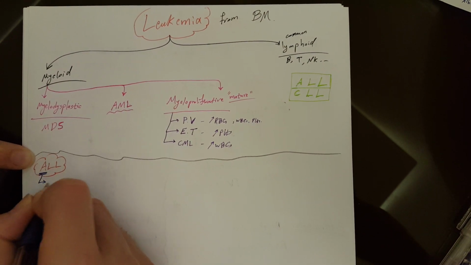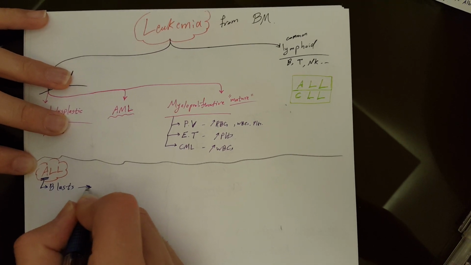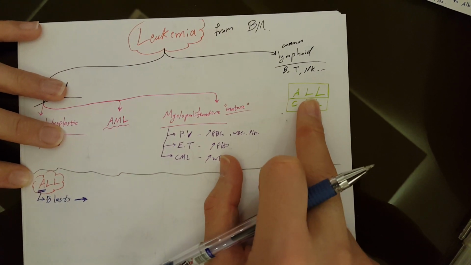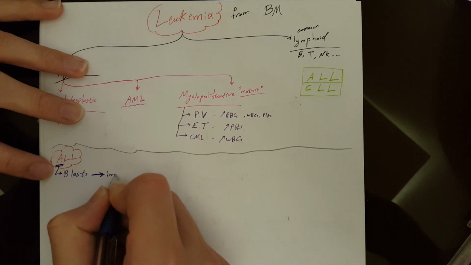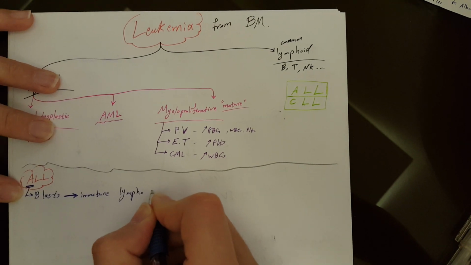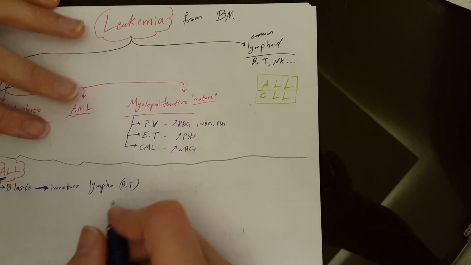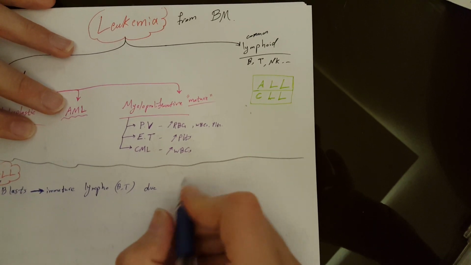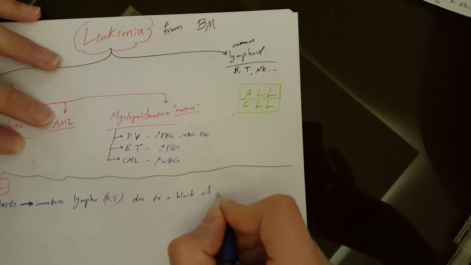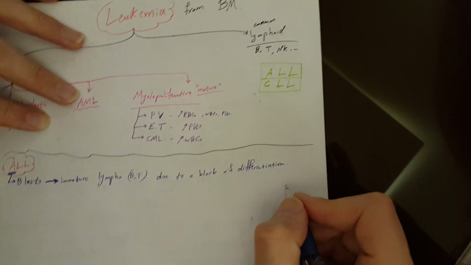You see the word acute, then you know it's blasts. Okay, which blasts? For the lymphoid, common. The problem is common lymphoid progenitor cells. Blasts meaning they are immature. So you have immature lymphoblasts, whether it's a B or T, as we said. And the reason for this is a block of differentiation. Okay?